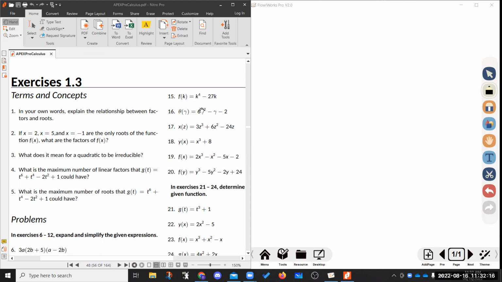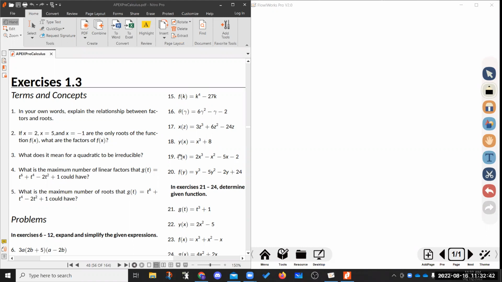This one would be f of k. See that's f of k equals. So if I could factor this f of k in number 15, those would be the factors. If I set each factor equal to 0, I'd get the zeros, or the roots of this function, of this equation. So that's the difference between that. We'll talk about that in a little bit.